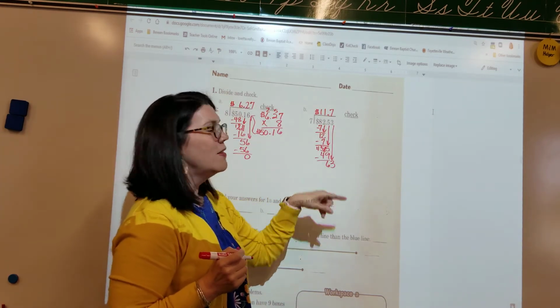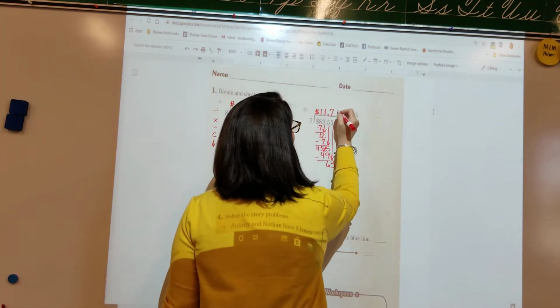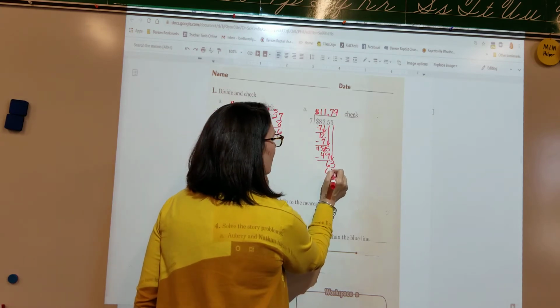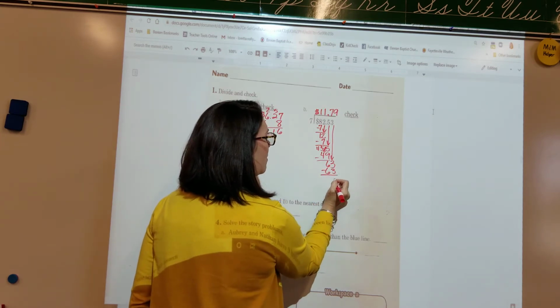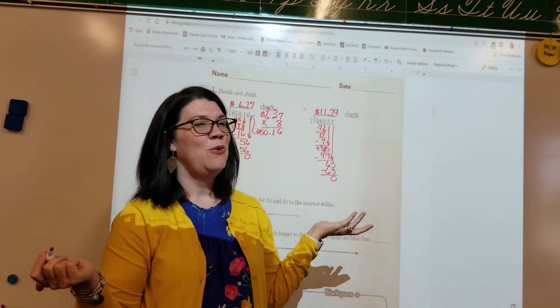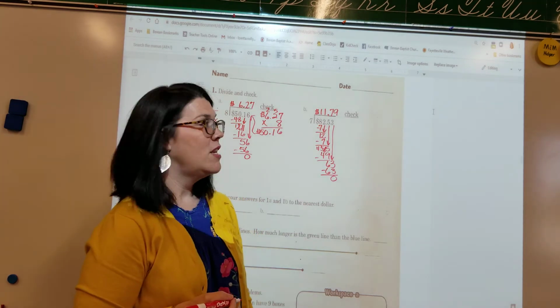What times 7 is going to give me 63? I hope you said 9. You would be correct. So I'll put my 9 there. 9 times 7 is 63. 63 minus 63 is 0. Look at that. Is 0 less than 7? You know it is, so that is correct. So our answer is $11.79.